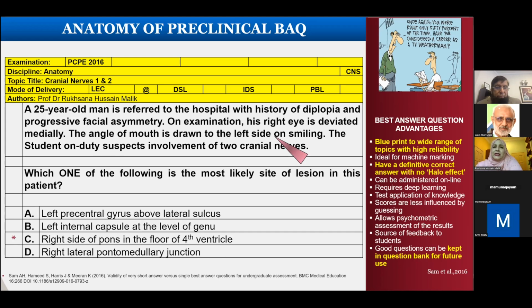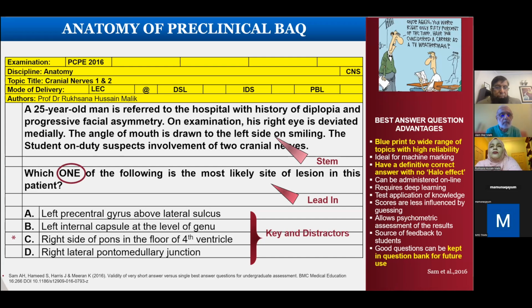So the part over there is called a stem. Then this is the lead-in, and then these are the options and the key answer. In the lead-in, you see we have also put 'which one of the following'. This was introduced because at that time people were very much confused that there has to be only one absolutely or comparatively best answer. So this was added just to focus the student on the question, which was later removed, and we didn't use it, as it is not part of the standard form.